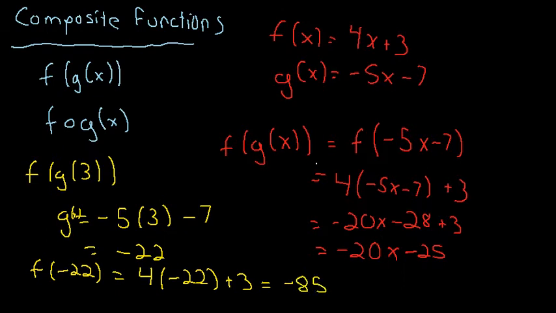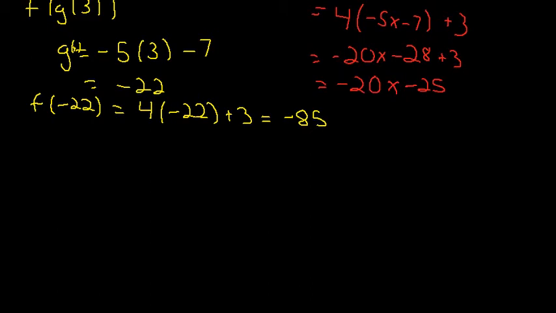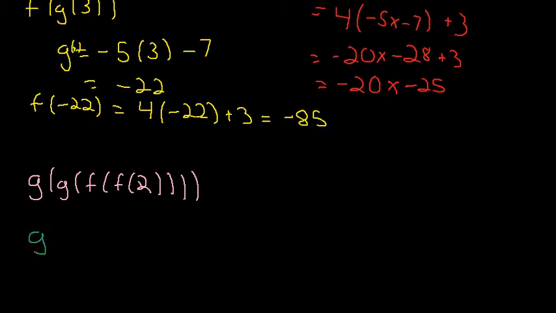Let's try another one. Say I wanted to do g of f of f of g of 2. Make sure all these parentheses match up. Alright, so we're going to look at this, and I'm going to draw this in separate colors to make it more clear. So first, we're going to have g. I'm going to close the parentheses for that.